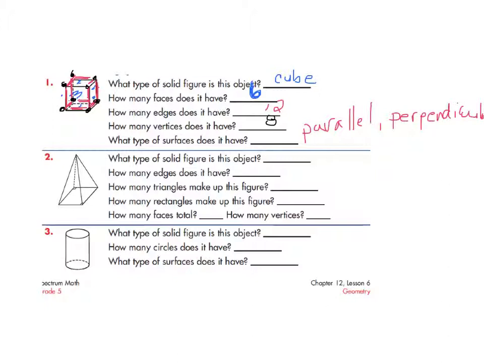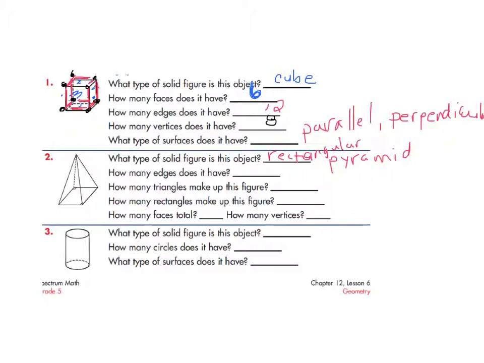Next shape, what type of a solid figure is this object? Well, we know it's not a prism. It is a pyramid, so we can add that. What kind of a pyramid? Well, remember the pyramid name is based on the bottom. This looks like a rectangle, so I would say it would be a rectangular pyramid. Sorry, I'm going to run into the word there.